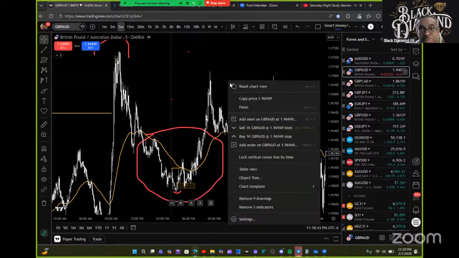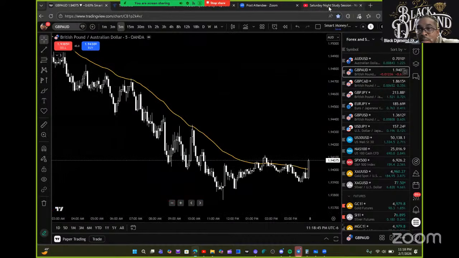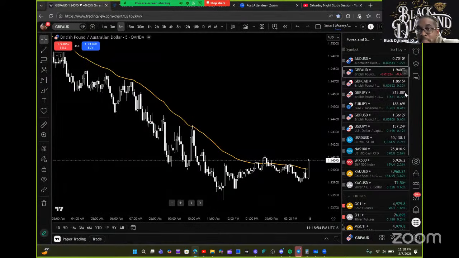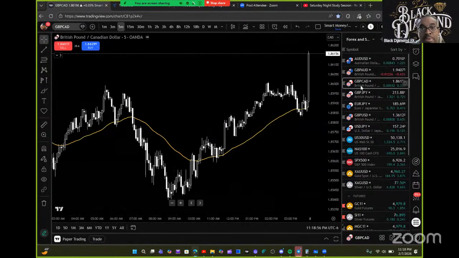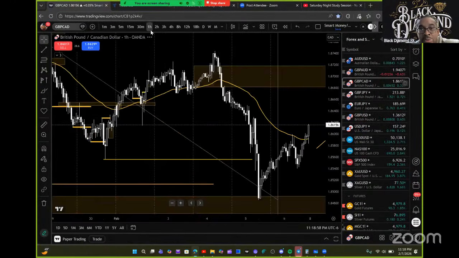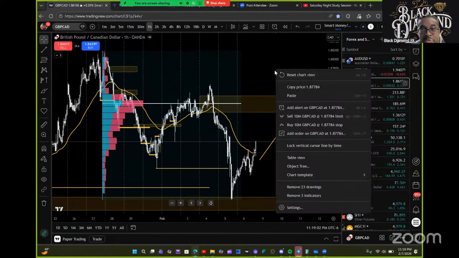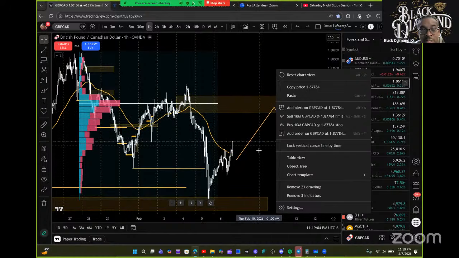Let's look at something else right now. Let me see if anybody is in the comments. Okay, nobody there. All right, let's go back to here. Let's look at GBP CAD on the 1 hour. Let me erase this right quick. See, I got GBP CAD going up to here and coming down.